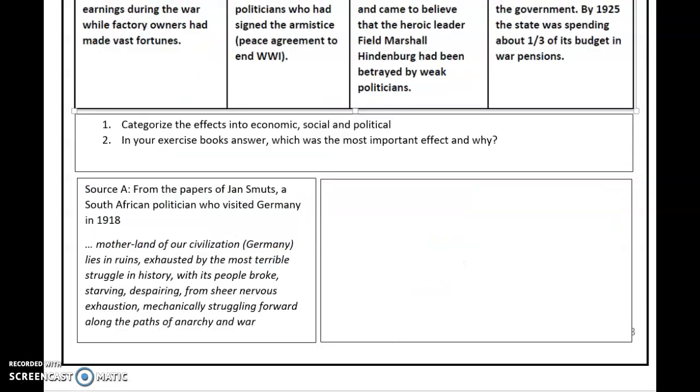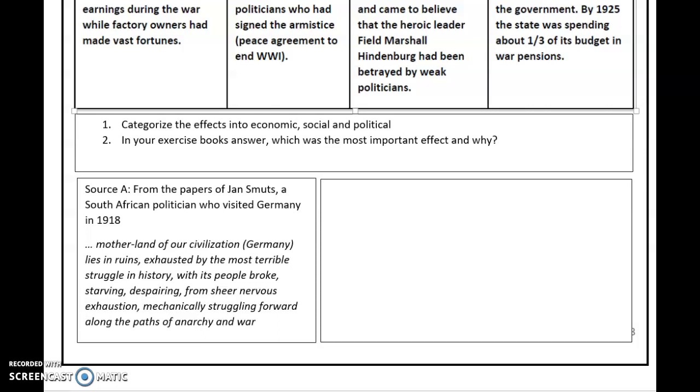So your third task today, I would like you to read this quote by a South African politician called Jan Smuts, who visited Germany in 1918. He wrote, "The motherland of our civilization, Germany, lies in ruins, exhausted by the most terrible struggle in history, with its people broke, starving, despairing from sheer nervous exhaustion, mechanically struggling forward along the paths of anarchy and war."